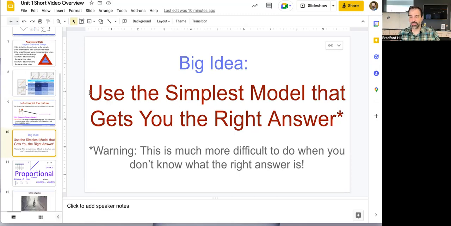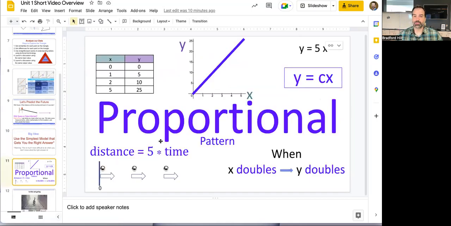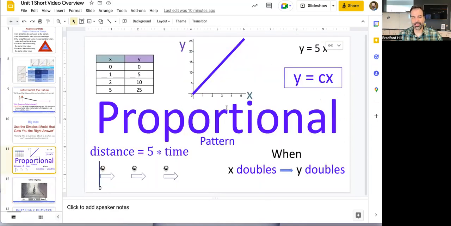That is too difficult to work with. We want to use Dalton and Bohr. So we want to teach them the nuance. Use the simplest model that gets you the right answer. Warning, this is difficult when you don't know what the right answer is. All right, so all of that gave us the proportional pattern and a few extra along the way.